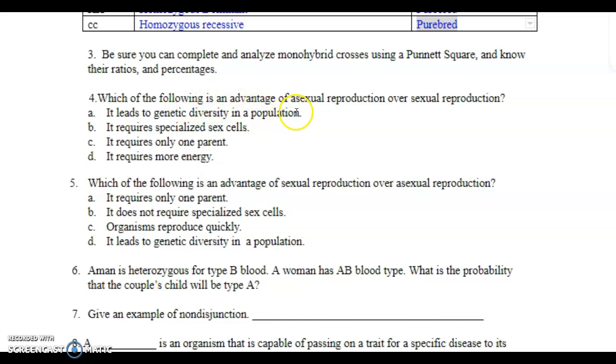So, which of the following is an advantage of asexual? It does not lead to genetic diversity in a population. In asexual reproduction, all of the offspring are identical, which can be detrimental to a population. It does not require specialized sex cells. No egg or sperm are involved in asexual reproduction. It does require only one parent, and it requires less energy. It says more energy, but if you don't have to go hunt down a mate and then take care of the eggs and all that, then it's not going to require as much energy. So it requires only one parent. That would be the advantage of asexual reproduction.